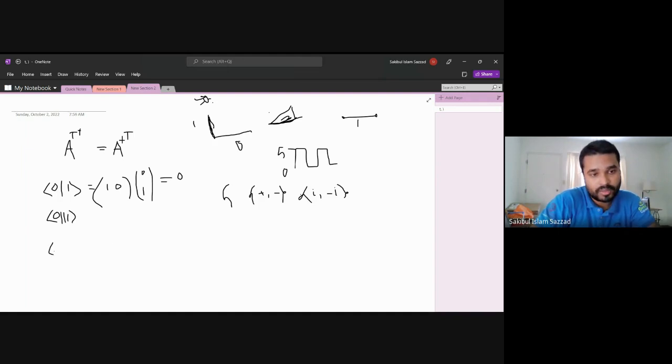So we can check it. Let's say there is bra 1 and ket 1. How will the value look? For this bra 1, it will look like the row vector 0, 1, and for this ket 1, it will look like the column vector 0, 1. Now do the matrix product.